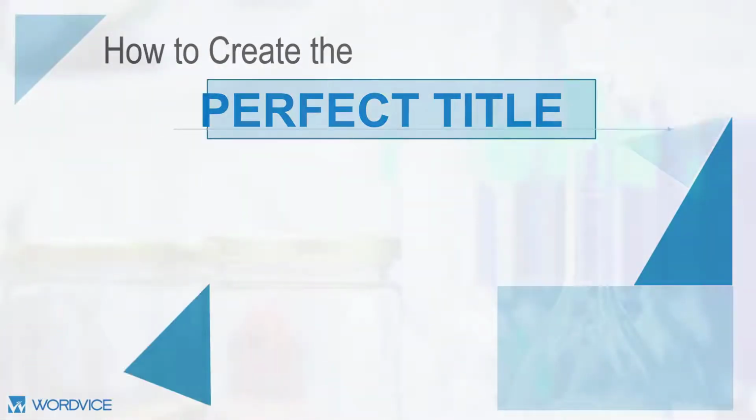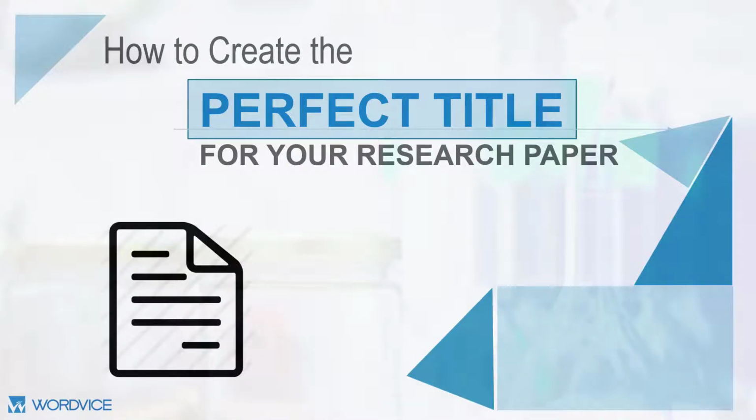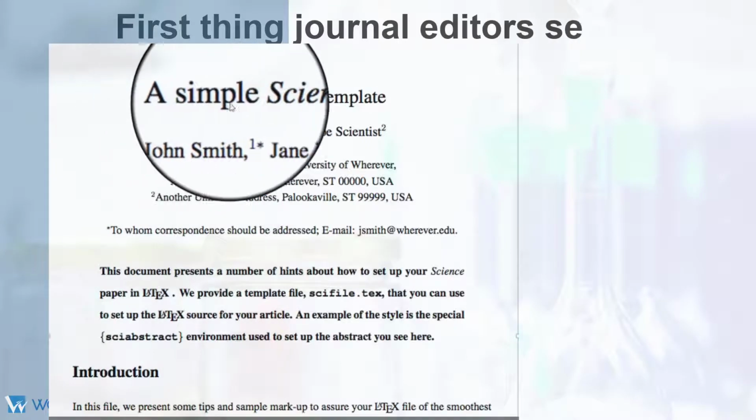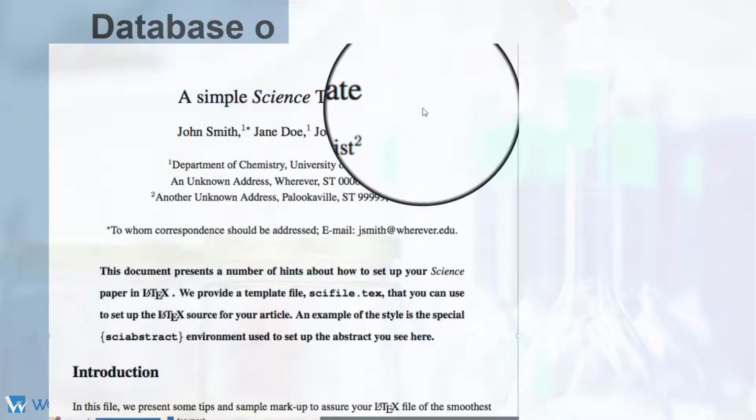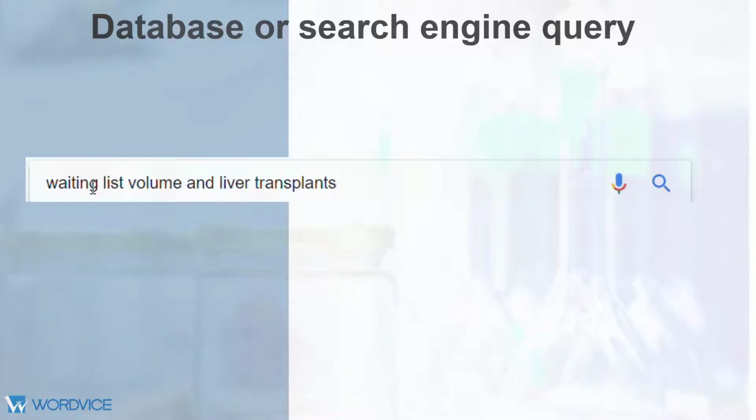Today we will discuss what is perhaps the single most important element of your research paper, the title. The title is the first thing that journal editors and reviewers see when they look at your paper. It is also the only piece of information that fellow researchers will see in a database or search engine query.